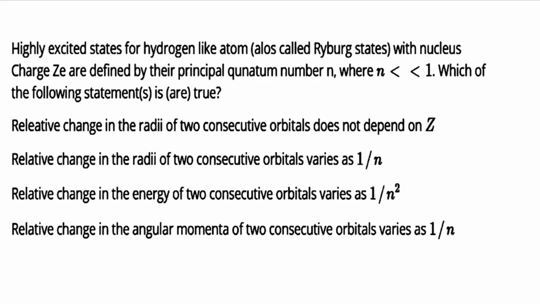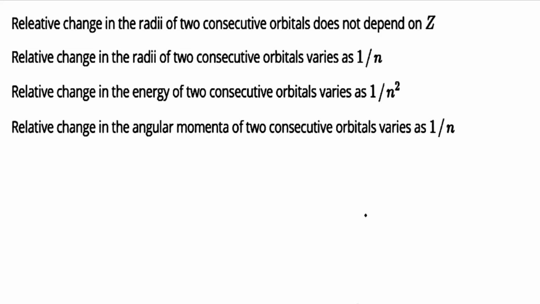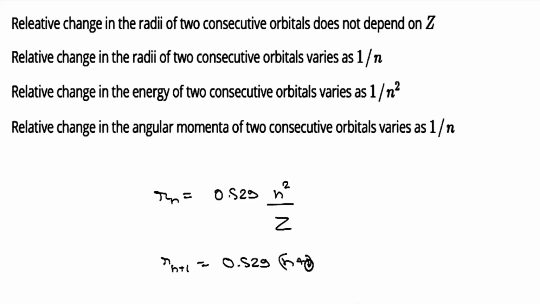So the first statement is: relative change in the radii of two consecutive orbitals does not depend on Z. The radius is given by Rn equal to 0.529 n squared by Z. If we are talking about the relative change in the radii of two consecutive orbitals, let's say the first orbital is n and the second will be Rn plus 1, that is 0.529 (n plus 1) squared divided by Z. As we can clearly see, only the value of n is changing between two consecutive orbitals.